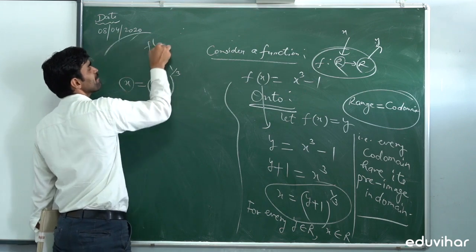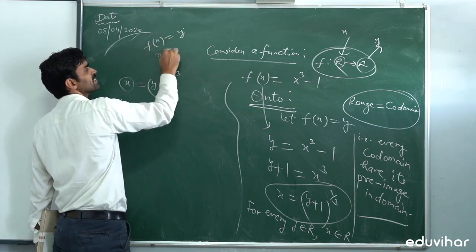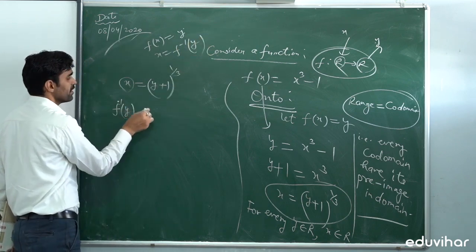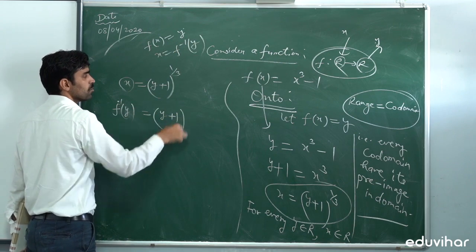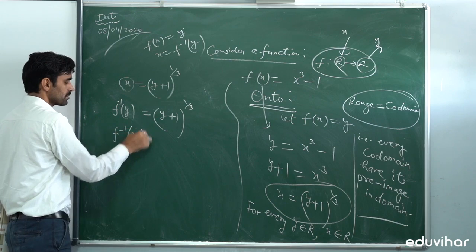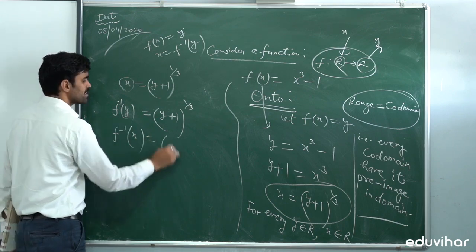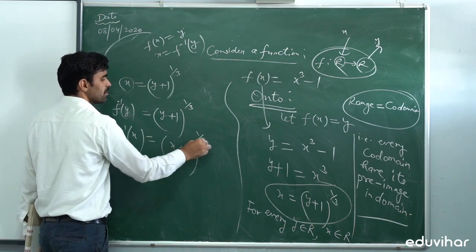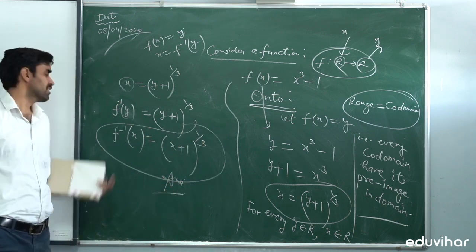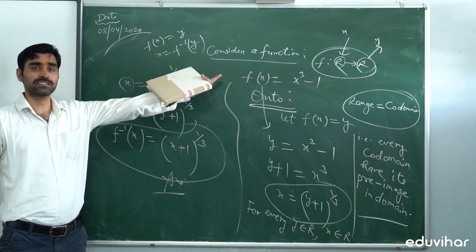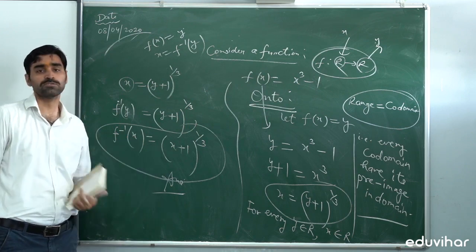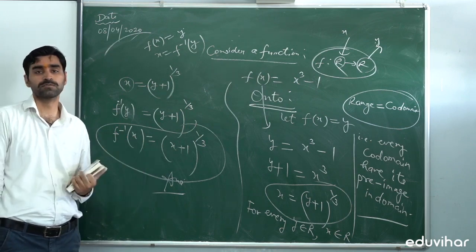If we consider f(x) equal to y, then we can say x equal to f inverse y. So f inverse y equal to (y plus 1) whole raised to the power 1 by 3. Putting y equal to x, f inverse x must be equal to (x plus 1) whole raised to the power 1 by 3. So this is the inverse of the given function f(x). If f(x) equal to x cube minus 1, then f inverse x must be equal to (x plus 1) whole raised to the power 1 by 3.